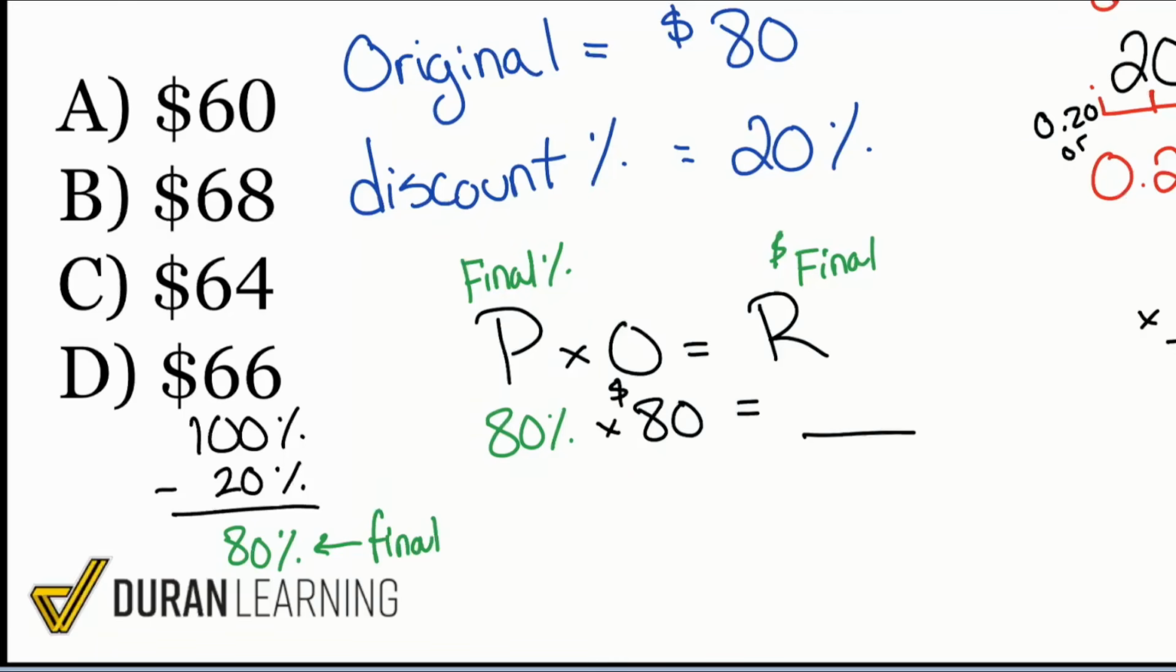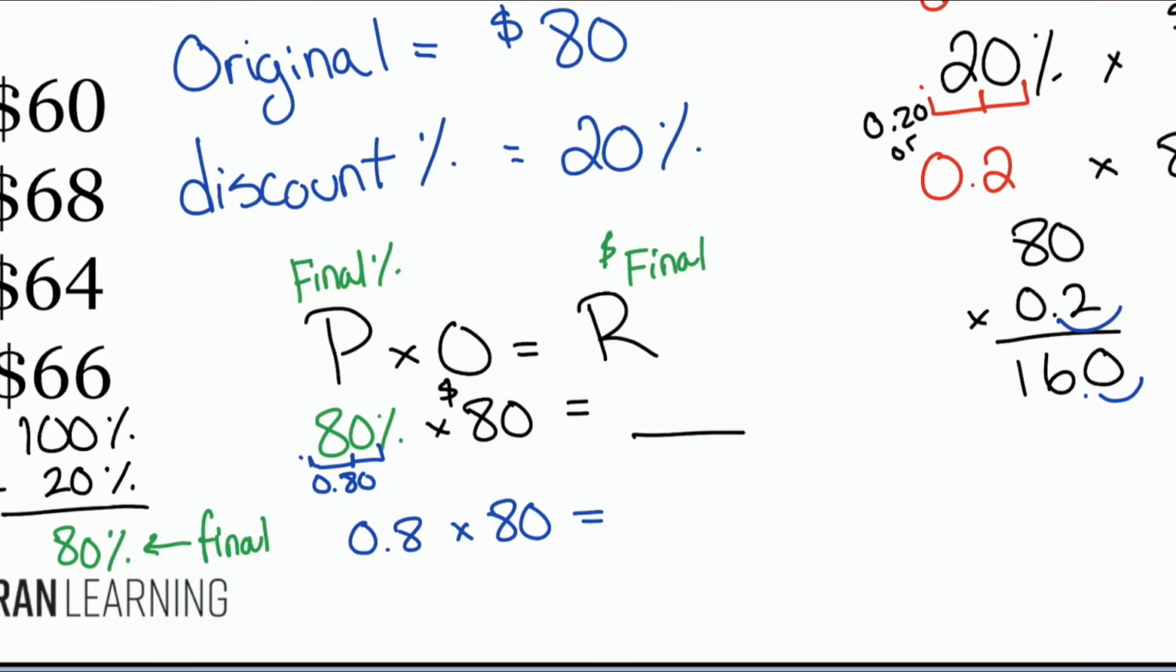Here we go. We'll move that decimal place over once, twice, as always. So now we have 0.80 or just 0.8, which is the way I like to see it. So 0.8 multiplied by 80. Let's see what we get. Here we go. 80 multiplied by 0.8.